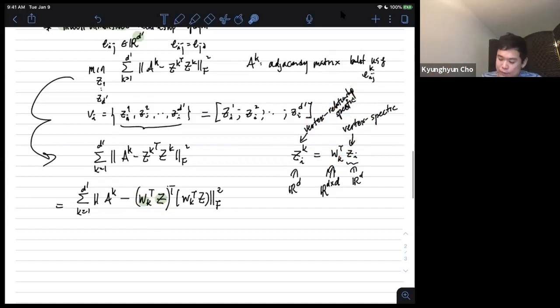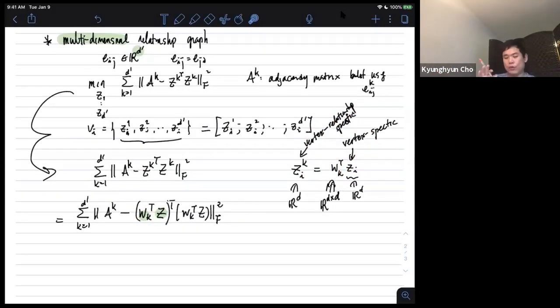And then now we can solve this problem, and then we get a multi-dimensional relationship graph that can be represented or projected into a single space. And then we can use this to visualize a very complicated graph. So there's a question by John: what is the dimensionality of VI?